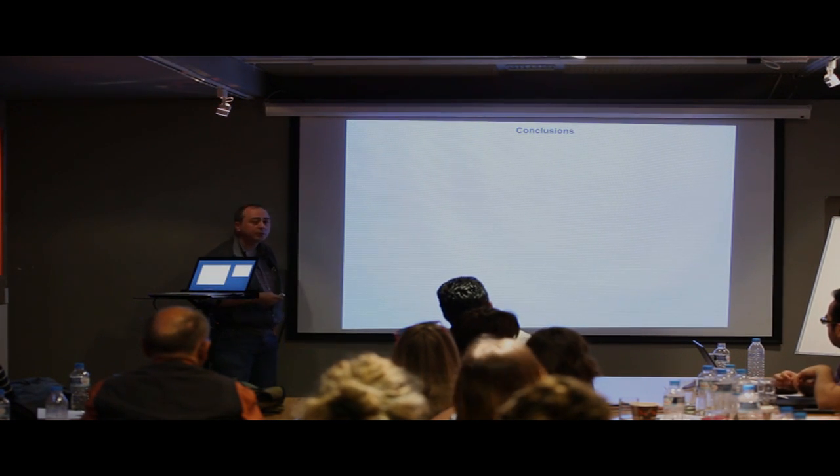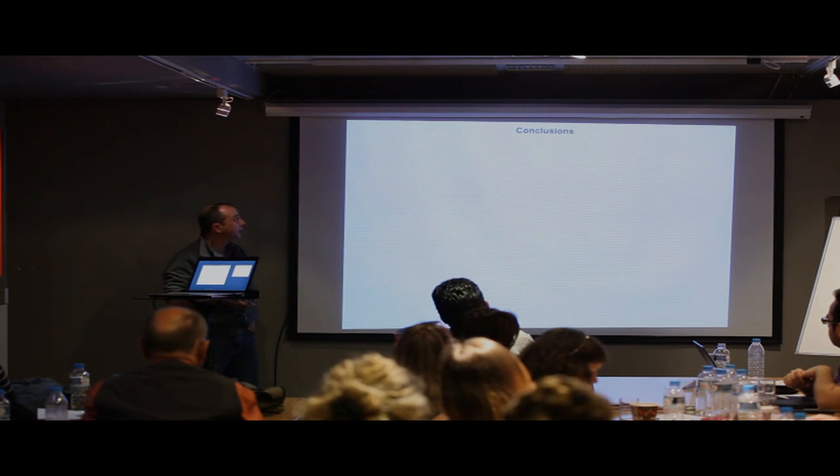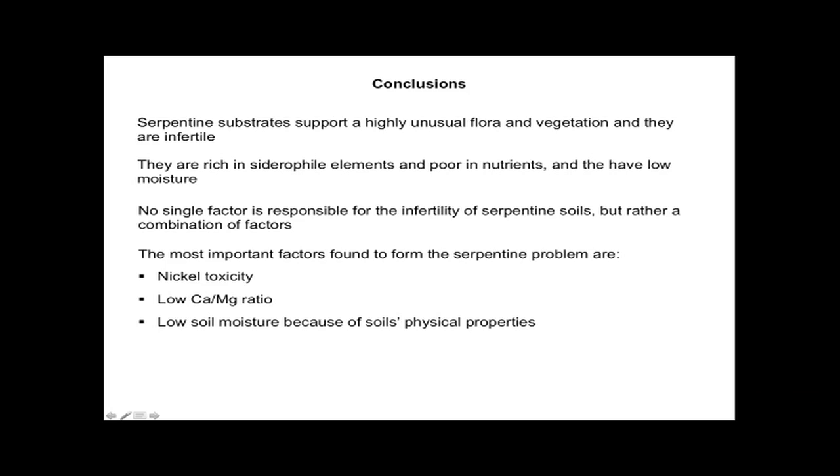And now let's turn to the conclusions and to finish this presentation. The main conclusion of what I have shown to you is that serpentine substrates support a highly unusual flora and vegetation, and they are infertile. They are rich in siderophile elements and poor in nutrients, and they have low soil moisture.